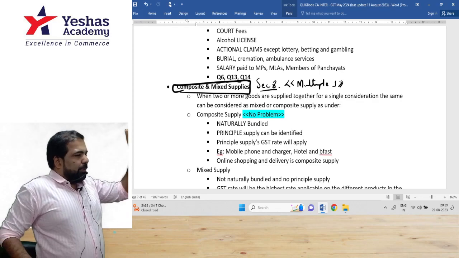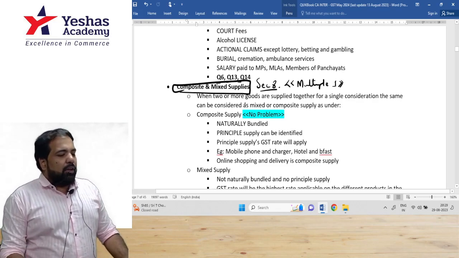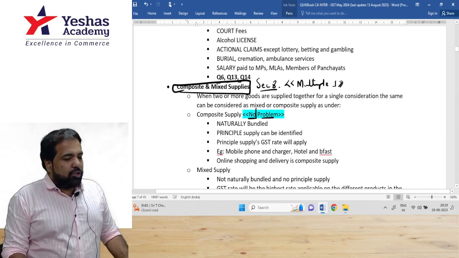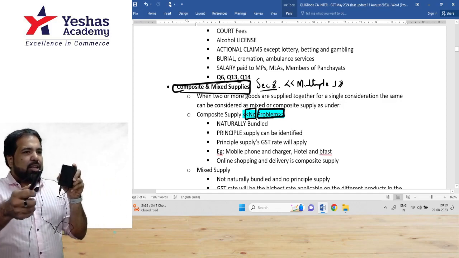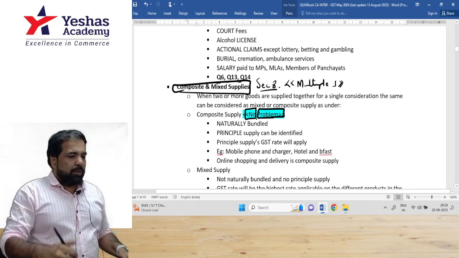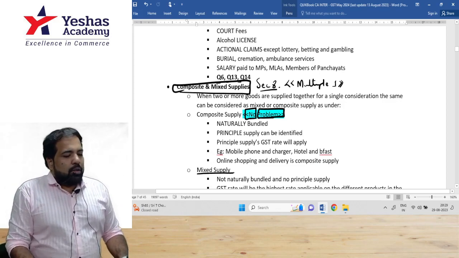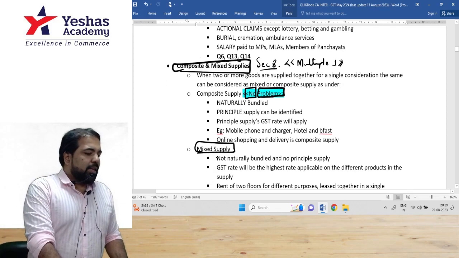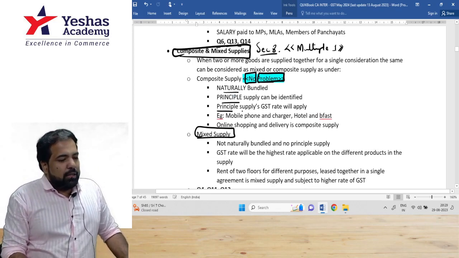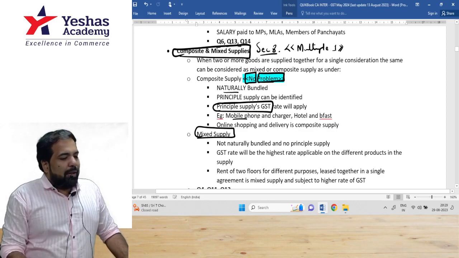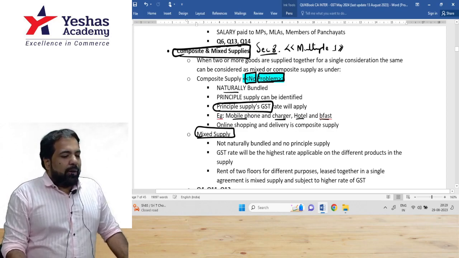Multiple one means multiple supplies for one price. Is it naturally bundled? And is there a principal supply? In this case, guys, is it naturally bundled? No. Is there a principal supply? No. So it is called what? And which rate will apply, guys? But if it is naturally bundled and has a principal supply, then the principal supply rate will apply. Example, mobile phone and contents and vehicles.